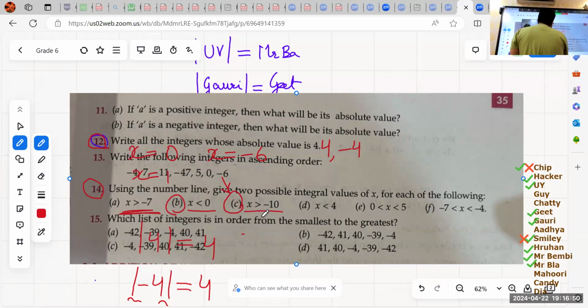So greater than -10 will be -8, x is -7, x equal to -9.